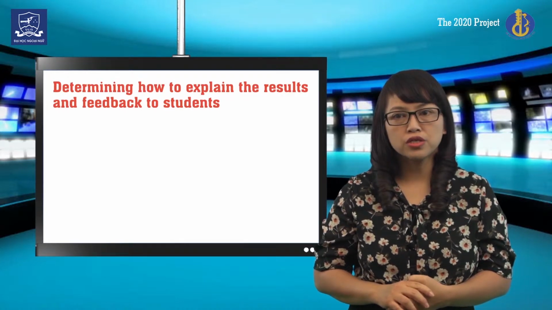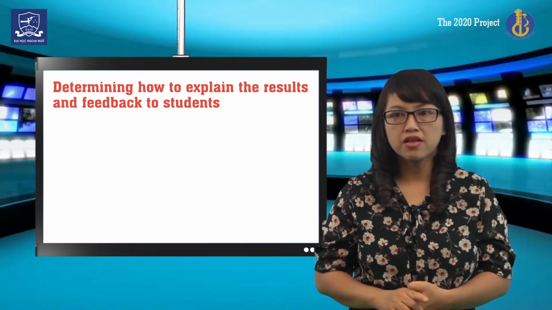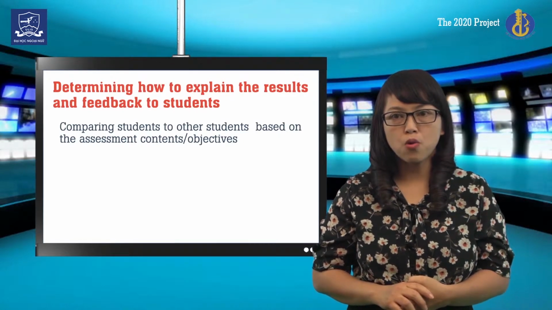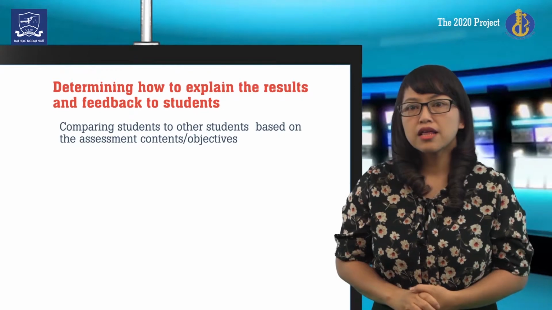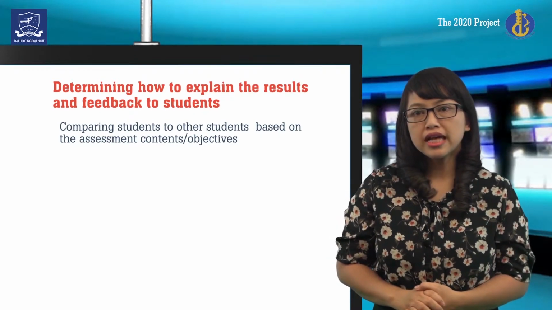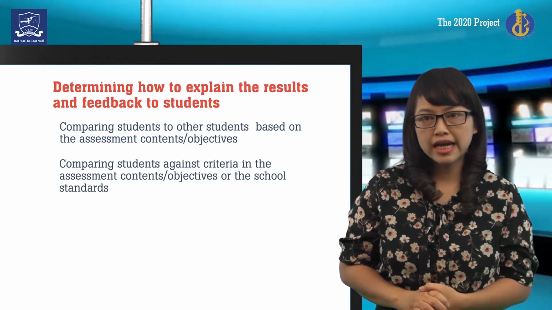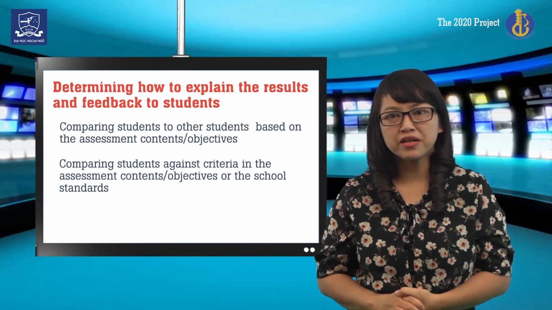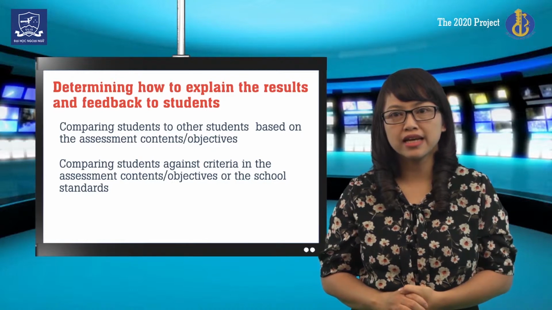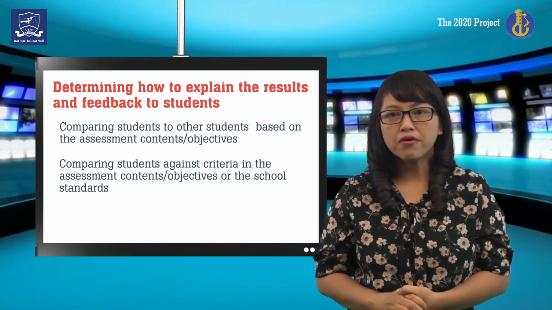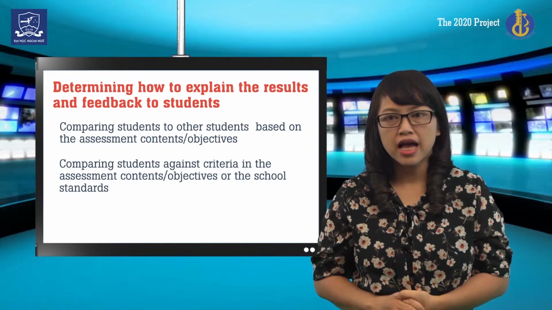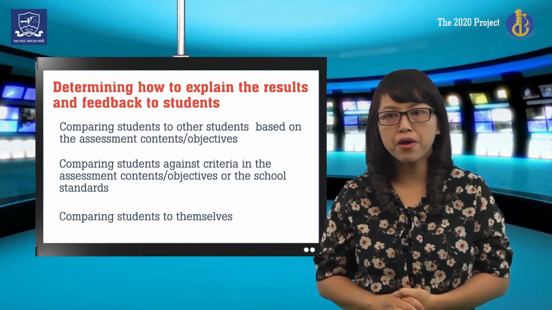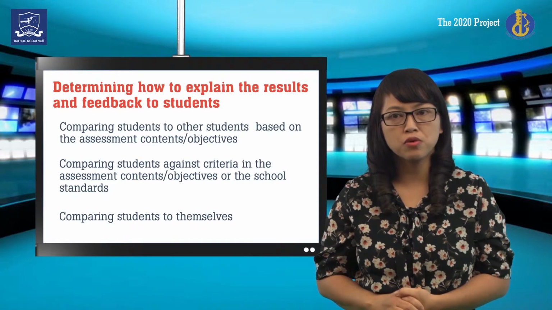They have several choices in doing so. They can choose to compare students to each other. Students can be better or worse than their friends. In another way, they can compare students against the criteria and school standards. For one instance, they can judge a student to be able to speak fluently compared to the school standard. Finally, one great way of explaining the results and giving feedback is to tell students how they have progressed by comparing their performance now and the one in the past.